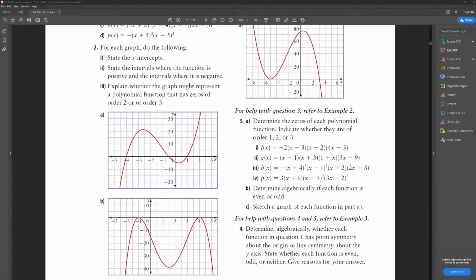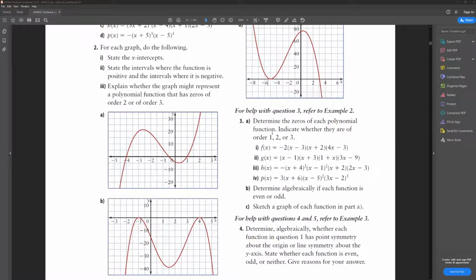Determine the zeros of each polynomial function. Indicate whether they are of order 1, 2, or 3. Okay, for 1, as you can see, the zeros of f of x would be 3, negative 2, and then 3 divided by 4, 3/4.